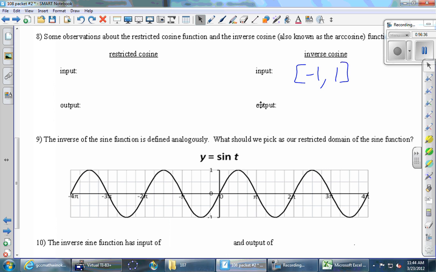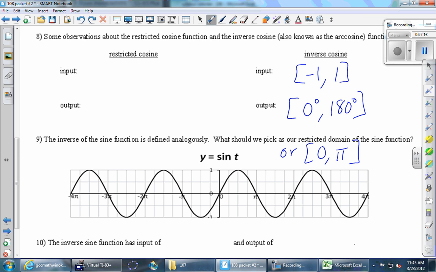Let's think about the output now. This is the part where there was a choice that was made. The output for the cosine function, and I'll talk a little bit more about why this was a natural choice, is the inverse cosine will always give you an angle between 0 degrees and 180 degrees, or if you prefer radians, 0 to pi. If you hit the inverse cosine button and you hit enter, you will always get some number between 0 and 180. You will never get something negative. You will never get 181. It will always be between 0 and 180.